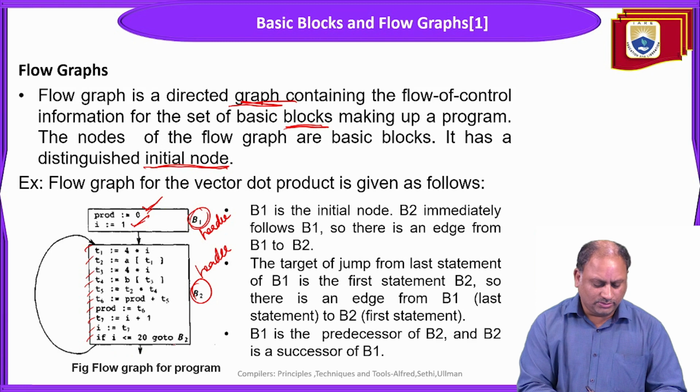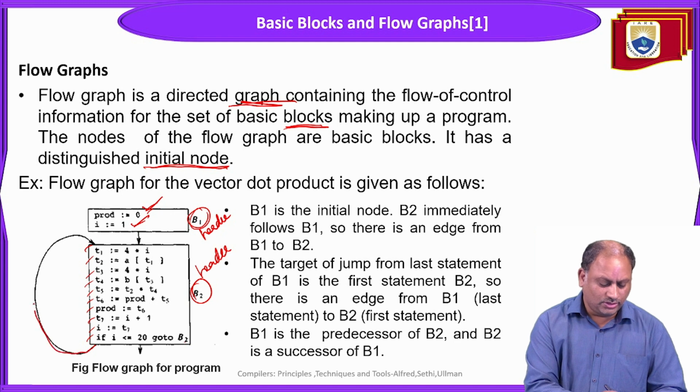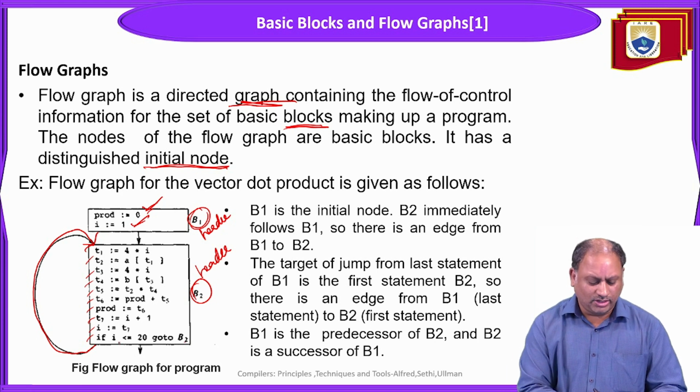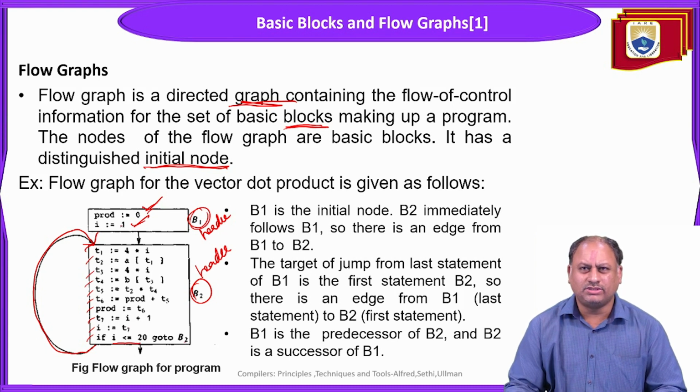And after that, go to B2. If the condition is true, then a self loop is drawn to indicate repetition of all the statements, whenever the I value condition is checked and we go to B2. That means the block of statements is repeated.